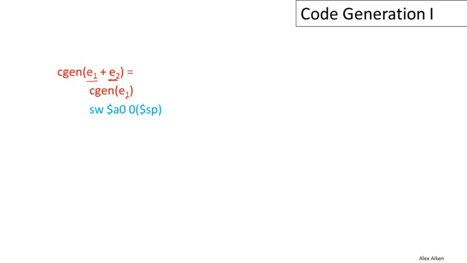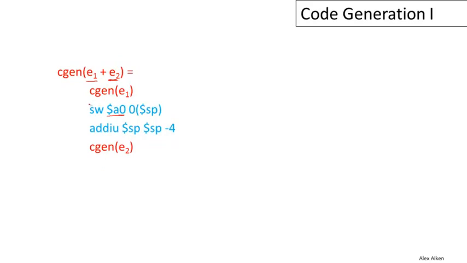So the code for E1 is guaranteed to leave the value of E1 in the accumulator. So what we're going to do is after we've evaluated E1, we're going to store the value of the accumulator onto the stack. And we know how to do that. We store A0 onto the stack, and then we have to bump the stack pointer. And then we can generate code for E2.